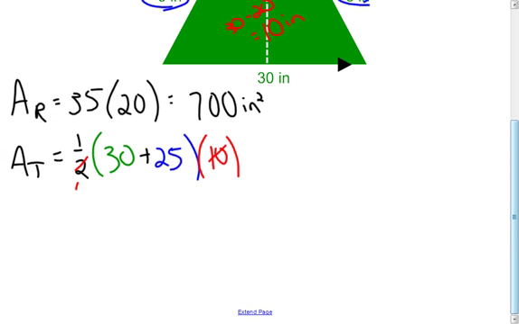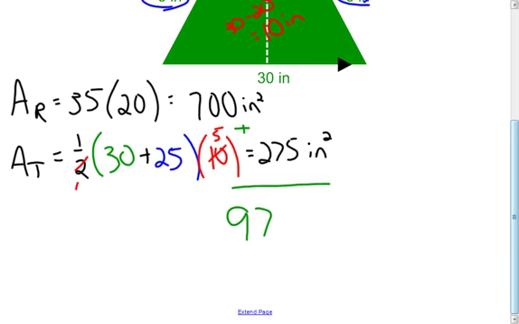2 is going to become 1, the 10 is going to become 5. So now I have 55 times 5, and 55 times 5 comes out to be 275 square inches. And then to find the area of the whole thing, just add my rectangle and my trapezoid together, and I end up with 975 square inches for the area of that irregular shape.